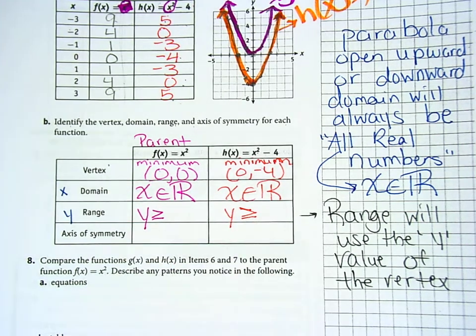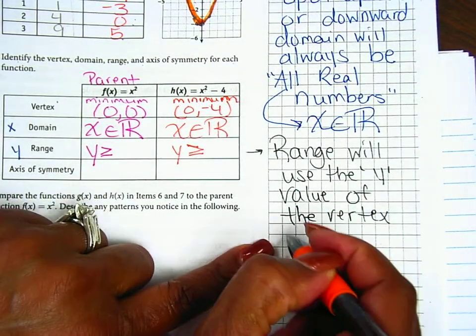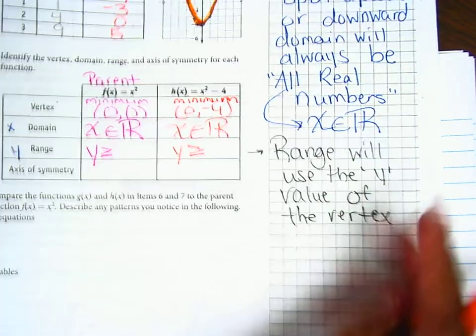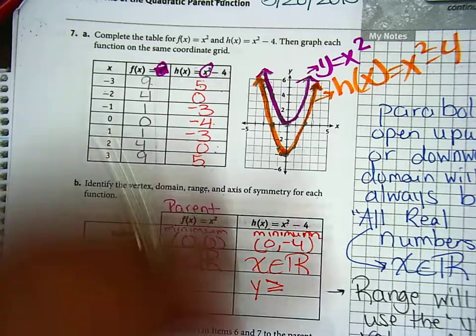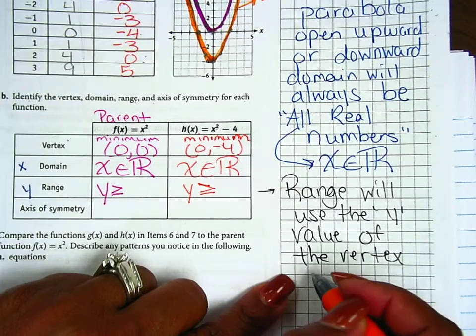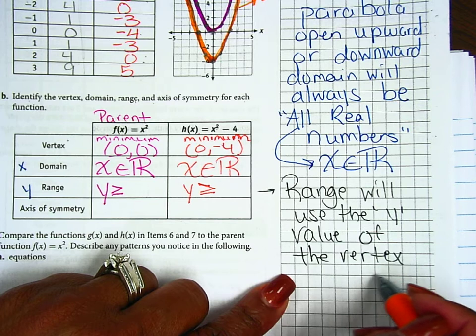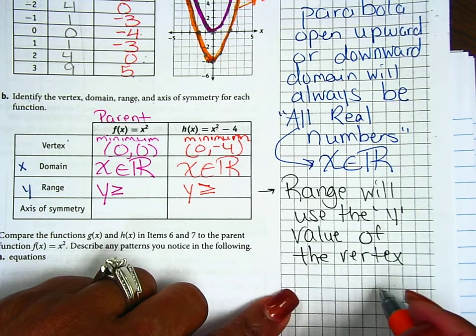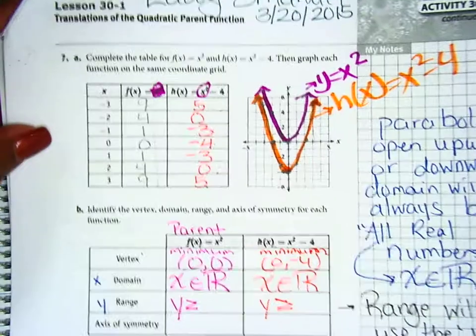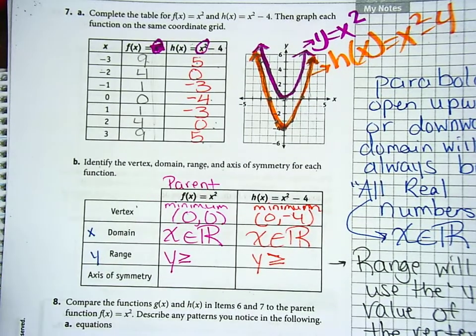You may want to put a note here: open downward. I'm not going to write it. You want to write yourself a note in the margin saying that open downward, the range will be y less than or equal to. Open upward, the range would be y greater than or equal to. And guys, I'm not writing everything that I'm saying down, so you need to pause the video and write things into your Cornell notes.